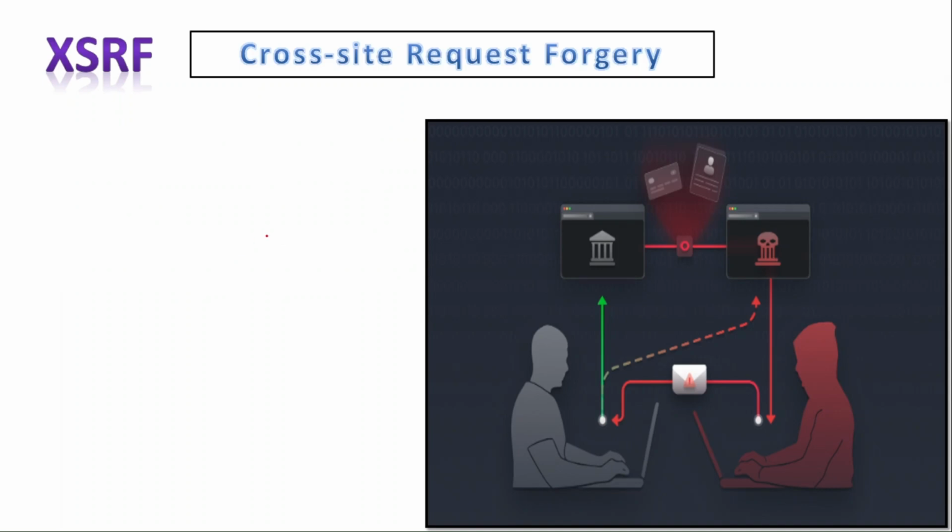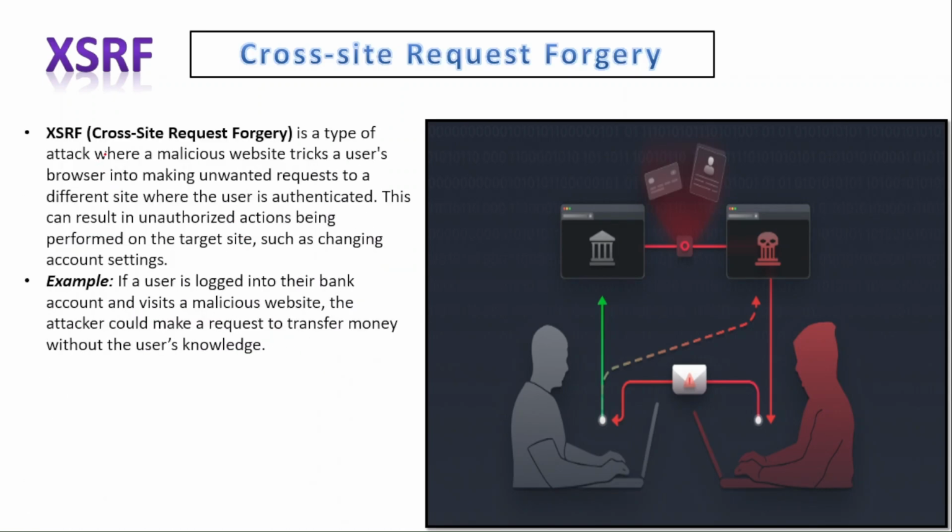XSRF, that is cross-site request forgery. So XSRF, or cross-site request forgery, is a type of attack where a malicious website tricks a user's browser into making unwanted requests to a different site where the user is authenticated. This can result in unauthorized actions being performed on the target site, such as changing account settings. Example, if a user is logged into their bank account and visits a malicious website, the attacker could make a request to transfer money without the user's knowledge.